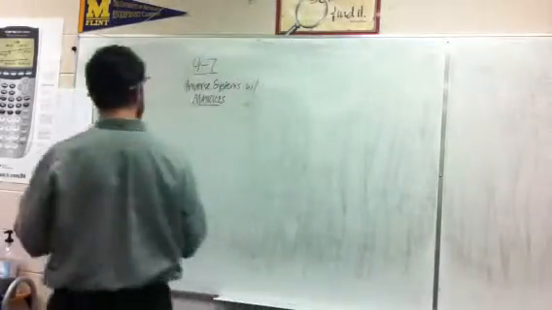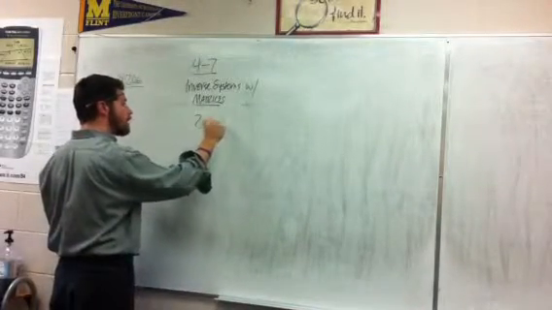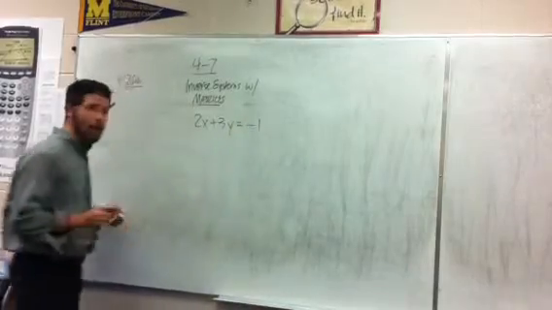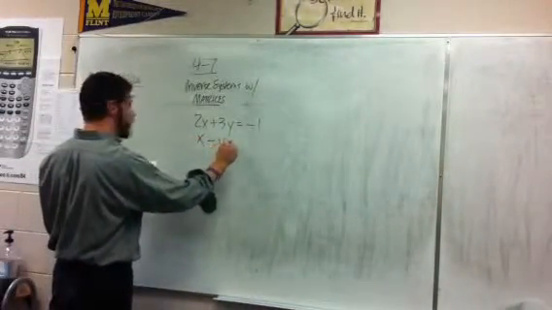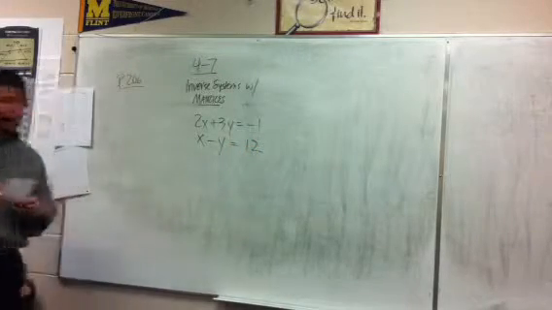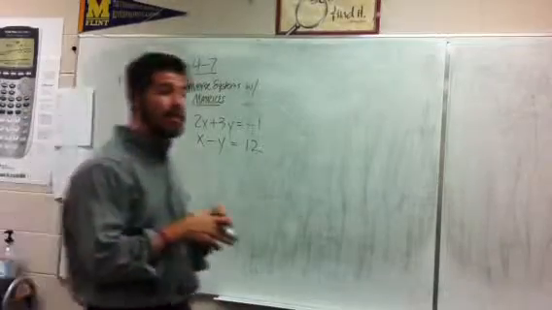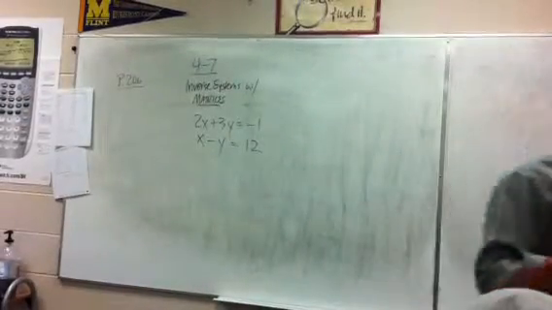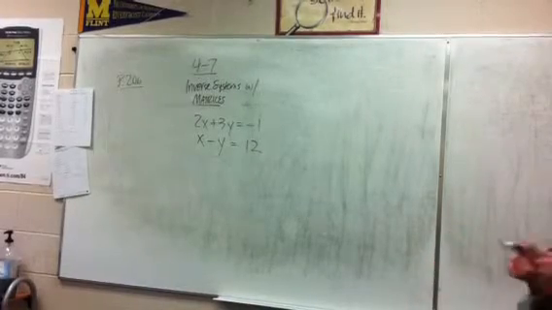Let me give you a system. I'm going to start out with 2 lines. My first line is 2x plus 3y equals -1, and my second line is x minus y equals 12. Common sense might tell us that the 2 lines have different slopes, and because the slopes are different, I know that these lines intersect somewhere.